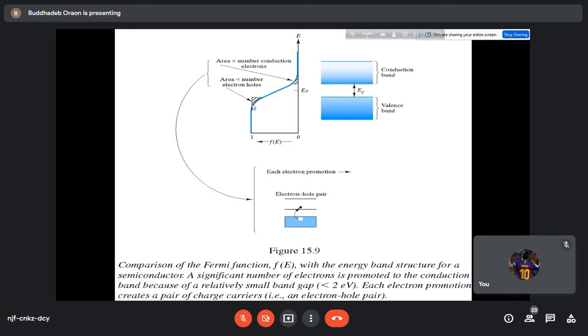So here the holes will be created in the valence band, and in the conduction band we will have the free electrons. That is the idea about how this Fermi function will give you some idea about the conductivity of the material. Since this area is proportional to the number of electrons, and the number of electrons is proportional to the conductivity of the material, indirectly this area indicates the conductivity of the material.